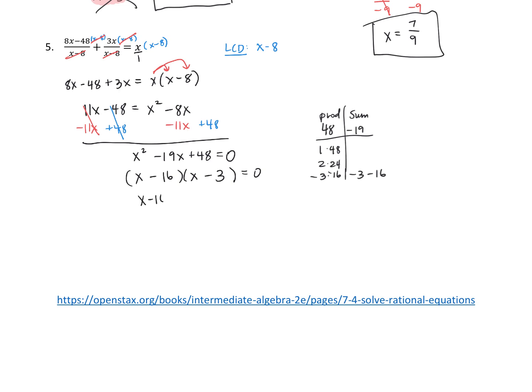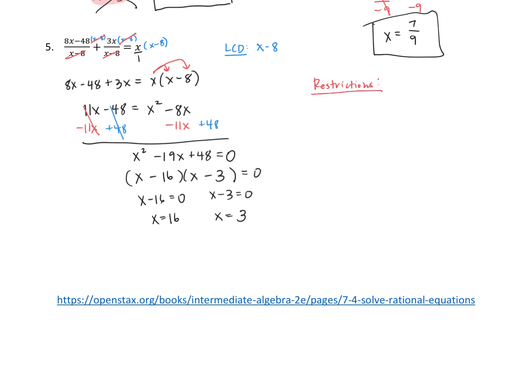Okay, so now x minus 16 equals 0. So x equals 16. And x minus 3 equals 0. So x equals 3. Last step, check your restrictions. So take your LCD, set it equal to 0. So my LCD is x minus 8. If I set that equal to 0 and solve, I will see that x cannot be 8. That's neither of the answers that I got below, so both of those are valid solutions.